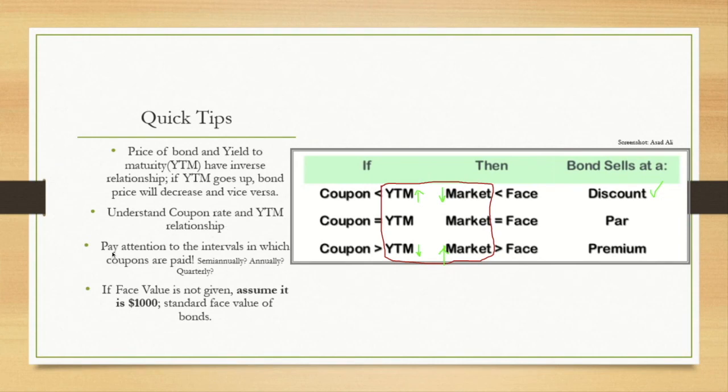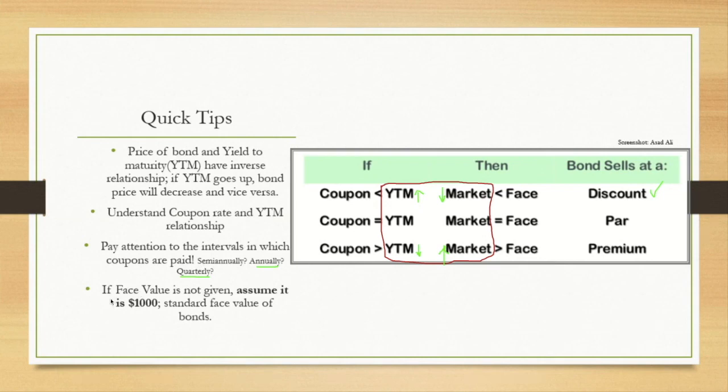Then it's also important to pay attention to the intervals in which the coupons are paid. This is one of the traps that students sometimes fail to identify. If the bond says that the coupons are paid semi-annually, it means they are paid every 6 months, so in 1 year we'll have 2 payments. If it's annually, the coupons are paid every year. And if it's quarterly, we'll have 4 coupon payments, so the coupons will be paid every 3 months. It's important to pay attention to those intervals.